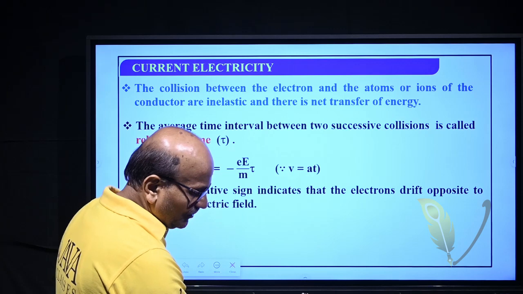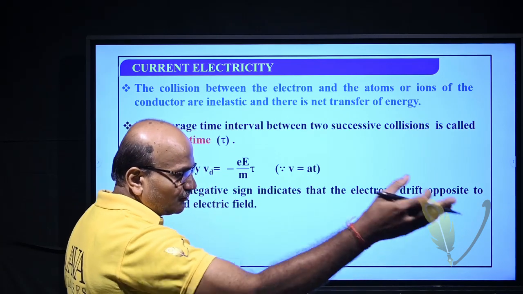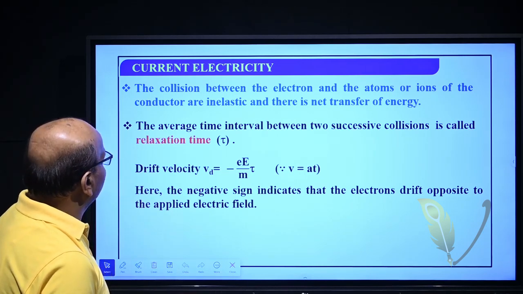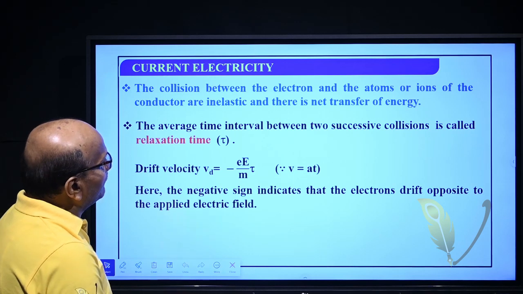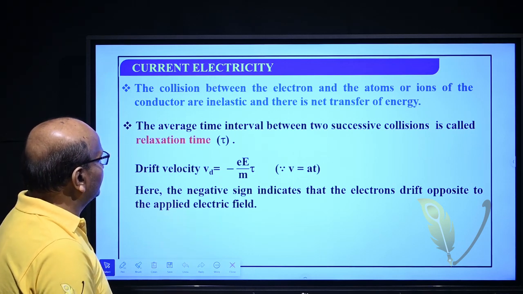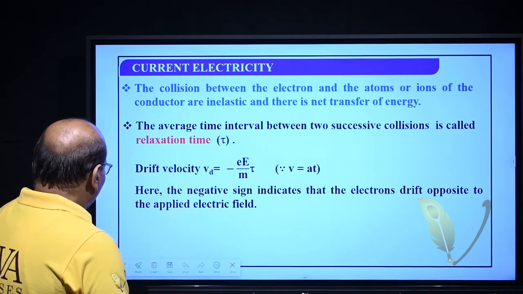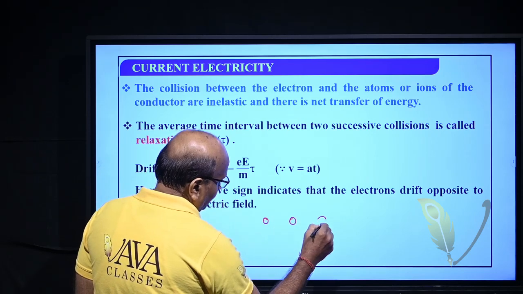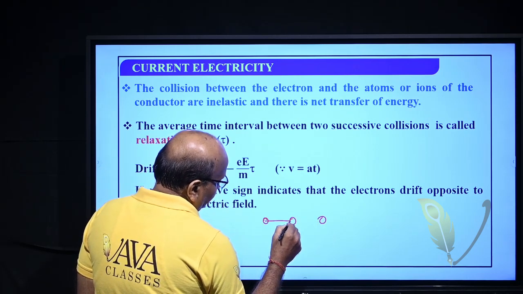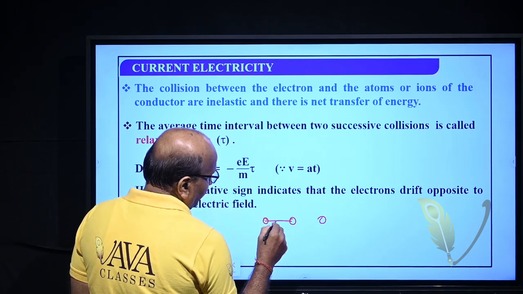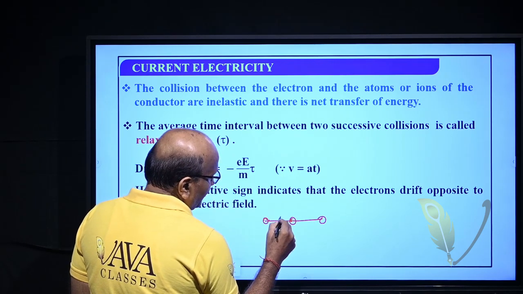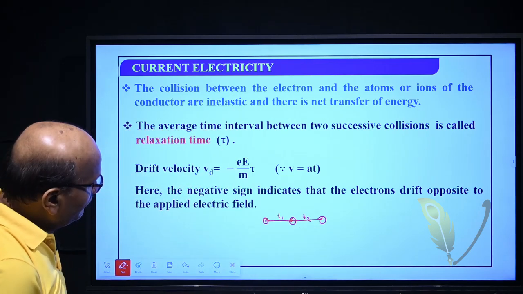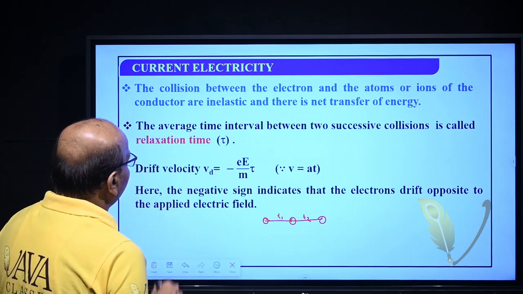So, when they collide with other electrons, the electrons will move forward, but the collided electrons remain at rest there. The average time interval between two successive collisions is called relaxation time, tau. Successive collision means, suppose the electron goes and strikes here, again goes and strikes here; these are called collision times. The average time interval between successive collisions is called relaxation time.